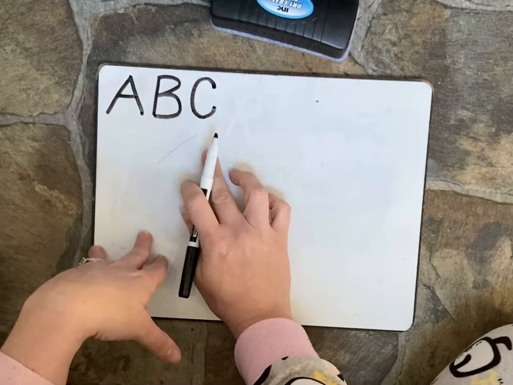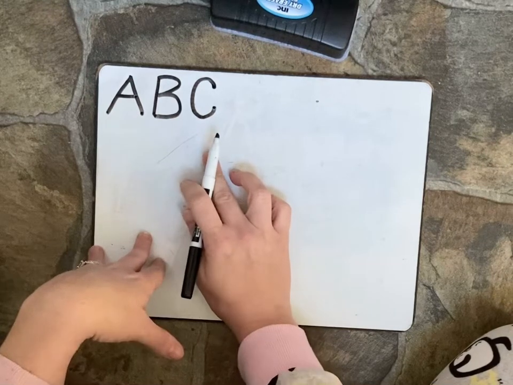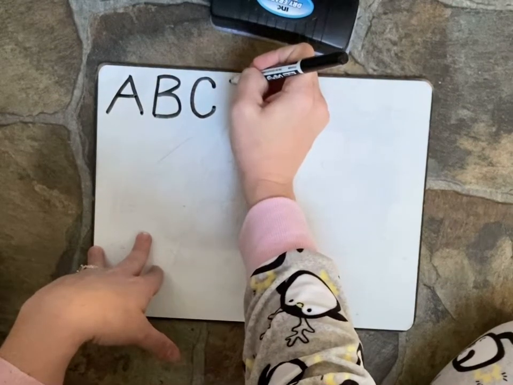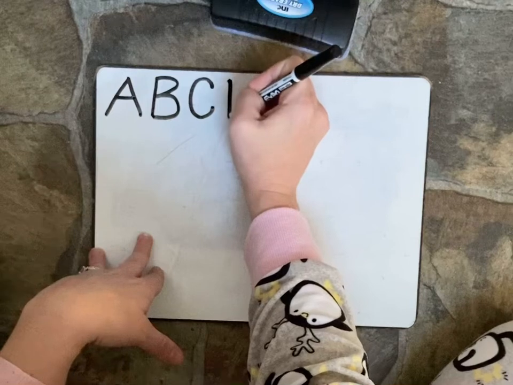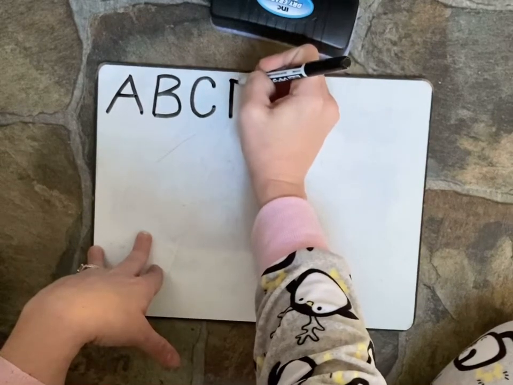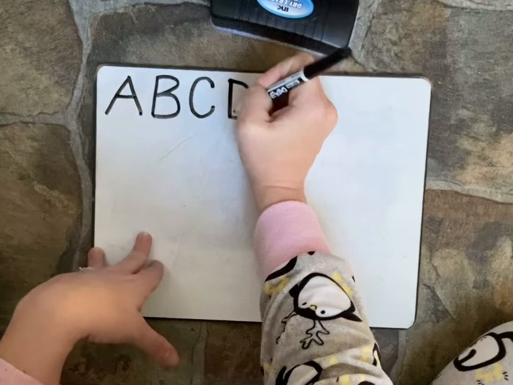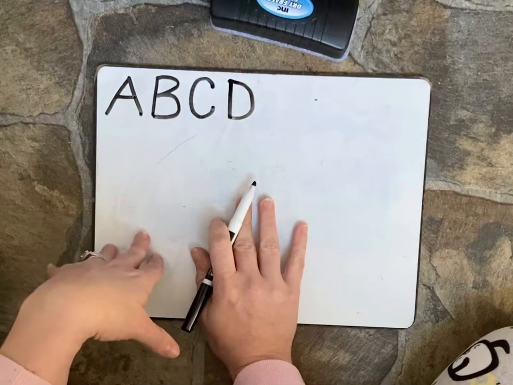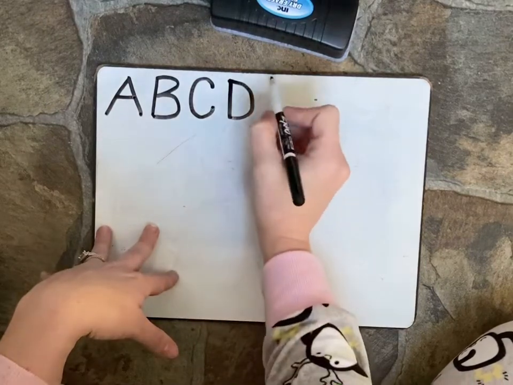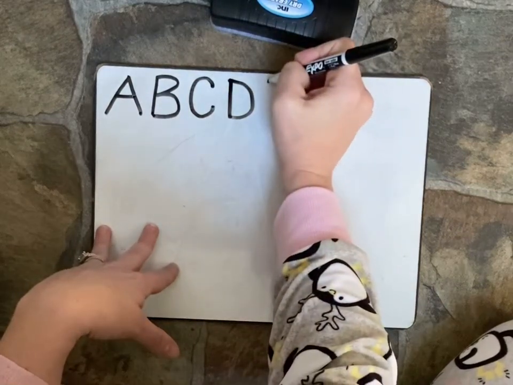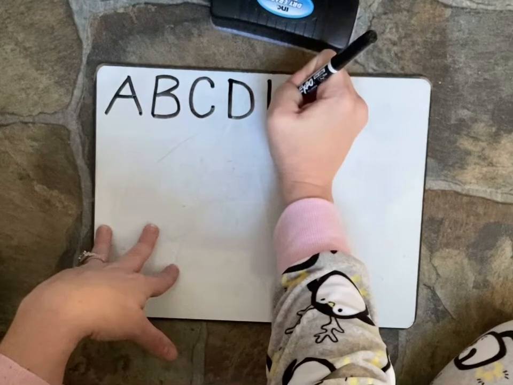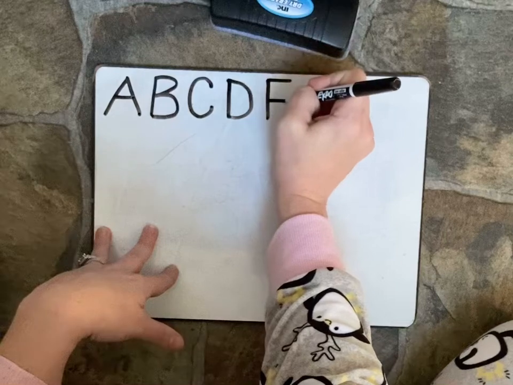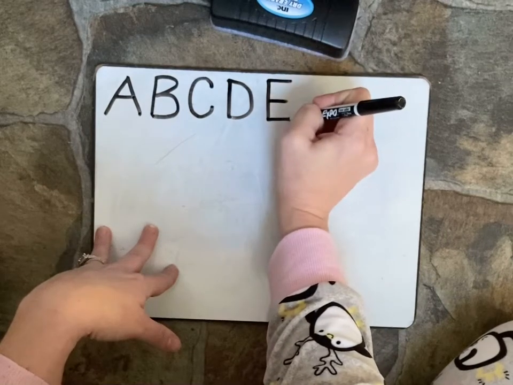What comes next? D. Good. So with the letter D, you start at the top. We always go top to bottom, don't we? You're going to pull down and then go back to the top and go around. So we have A, B, C, D. The next letter we need is the letter E. E is just straight lines. So you start at the top and you go down, go back to the top, across at the top, across in the middle, across at the bottom.